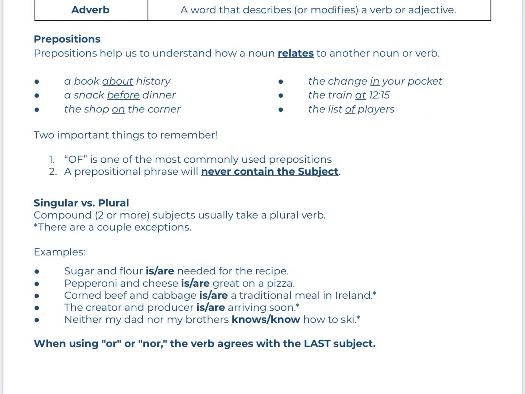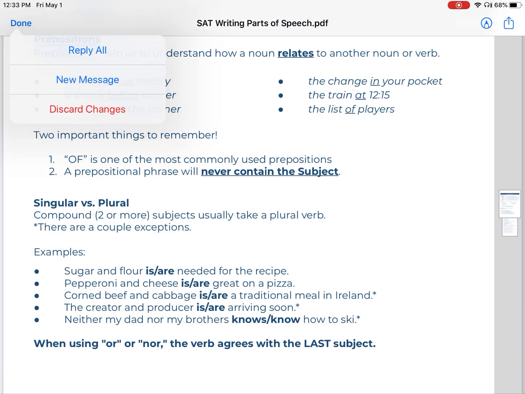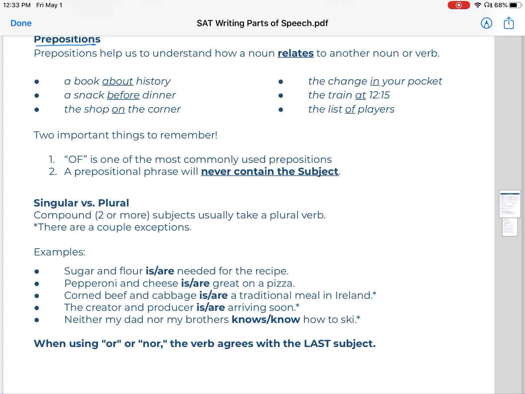Okay, the next part of speech we're going to take a look at here are prepositions. Now, prepositions are sometimes an undervalued part of speech in the English language. You don't really talk about them a lot, but they actually are really important in helping us understand how a noun can relate to another noun or verb. So let's take a look at a few examples here, right?